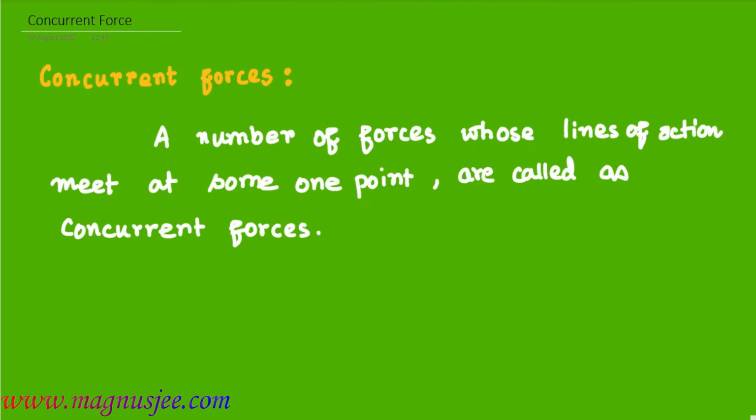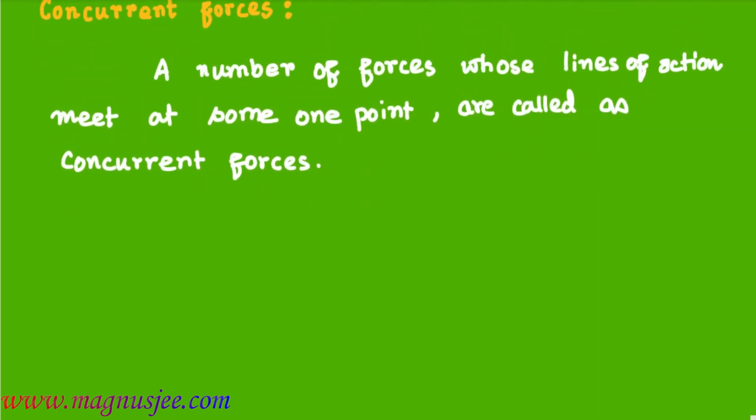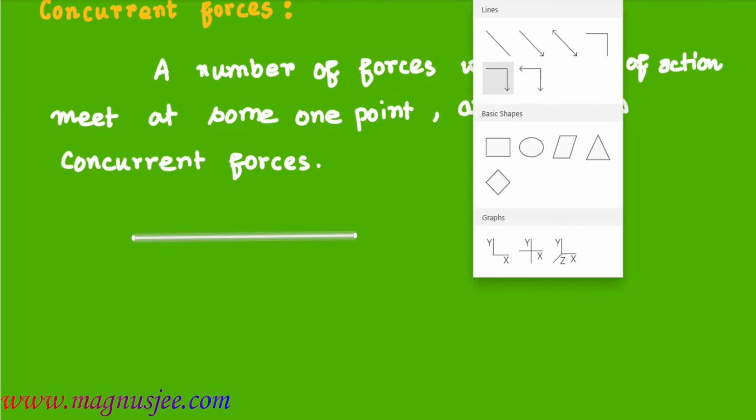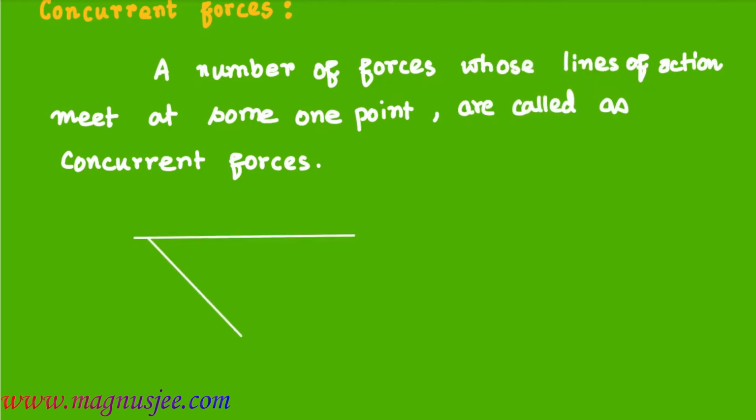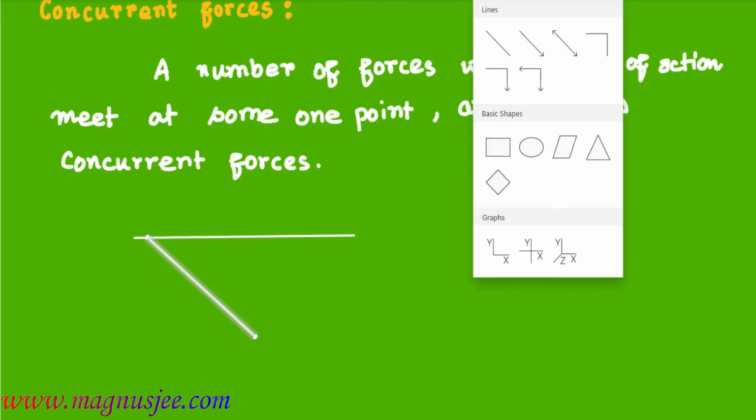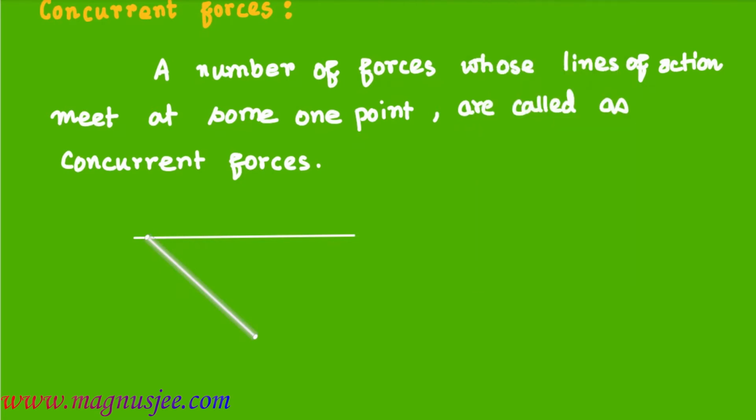We can draw the diagram of concurrent forces to explain the definition of concurrent forces. There is a fixed end or a ceiling from which a body will be suspended by using a ring. Two strings are tied to a ring and a body will be suspended. These are the two strings and they are tied to a ring.